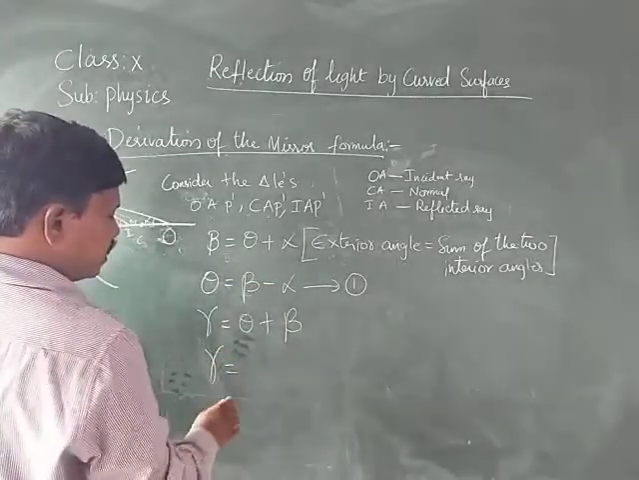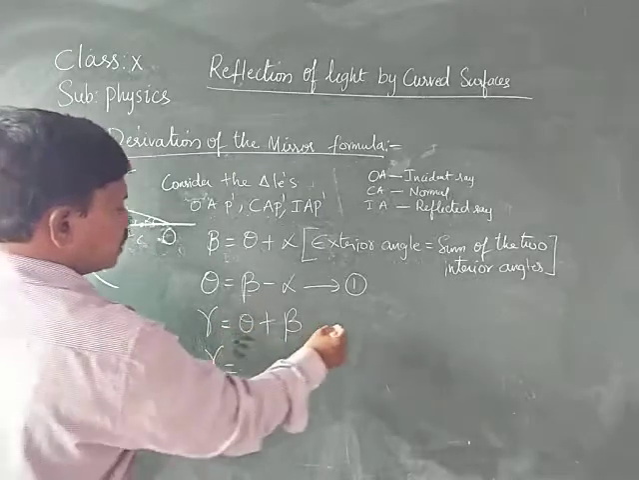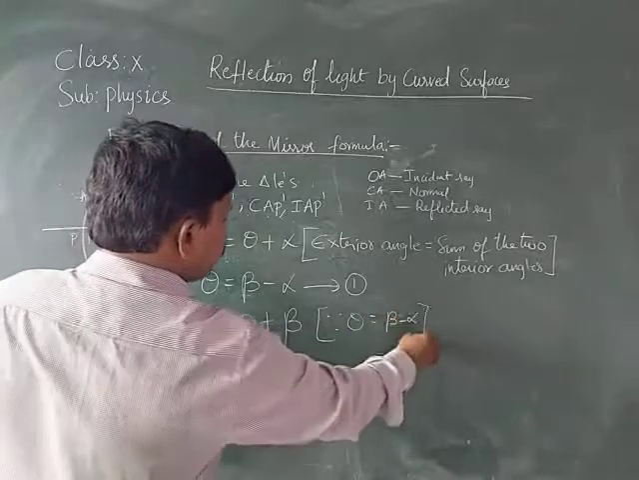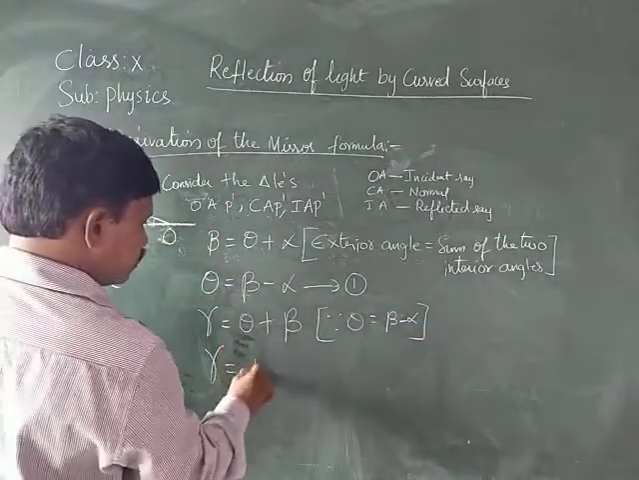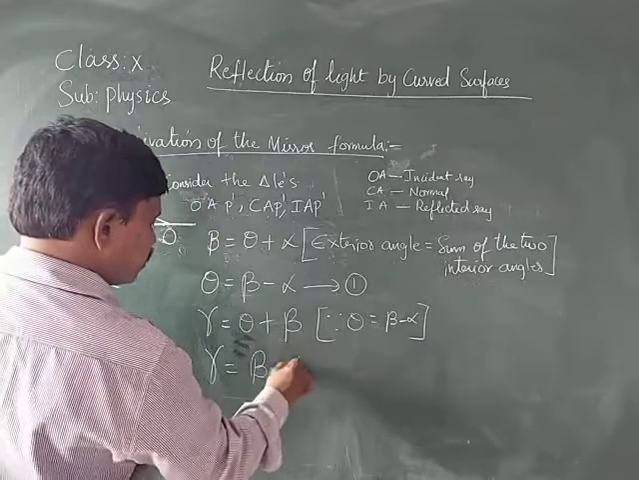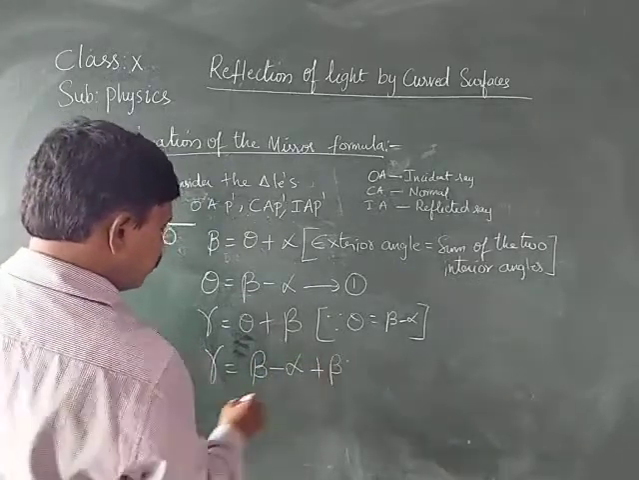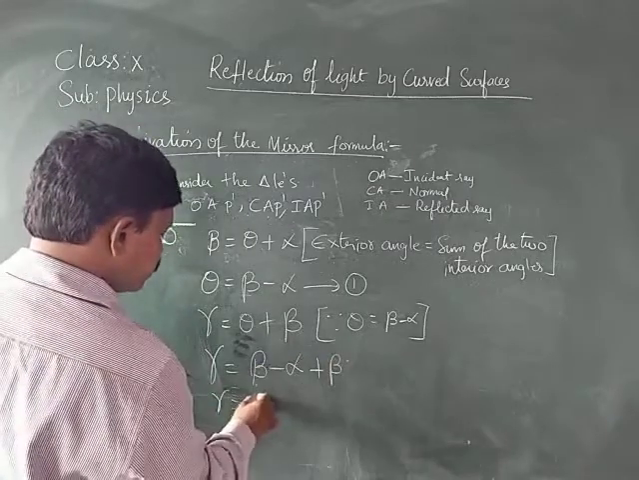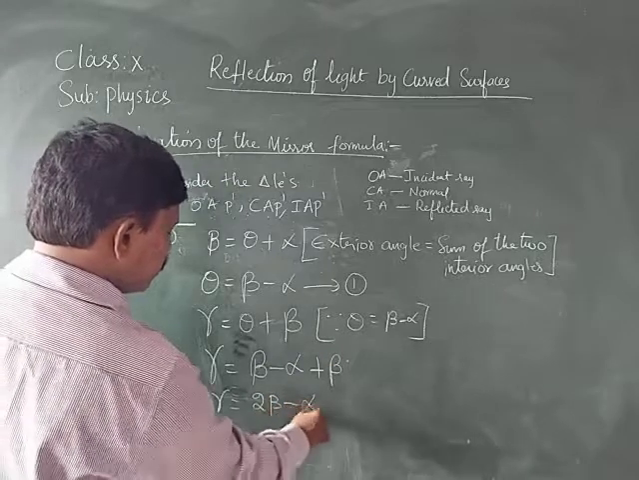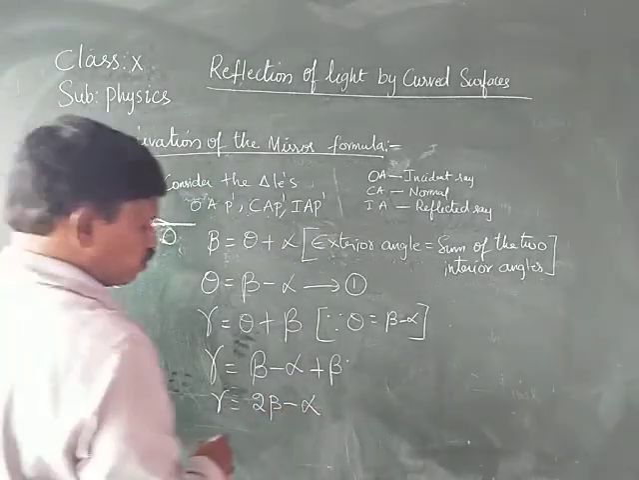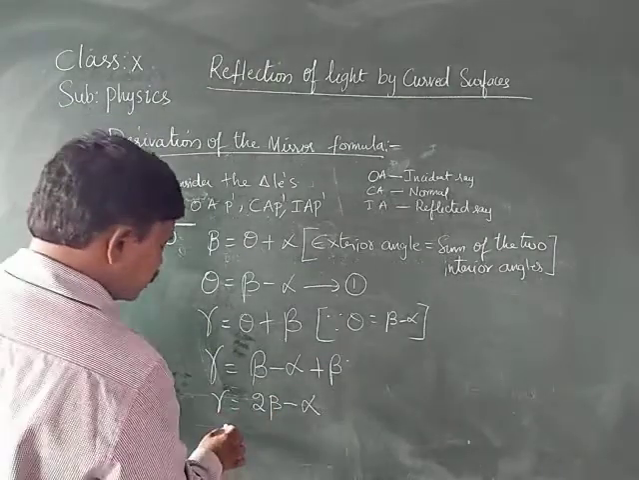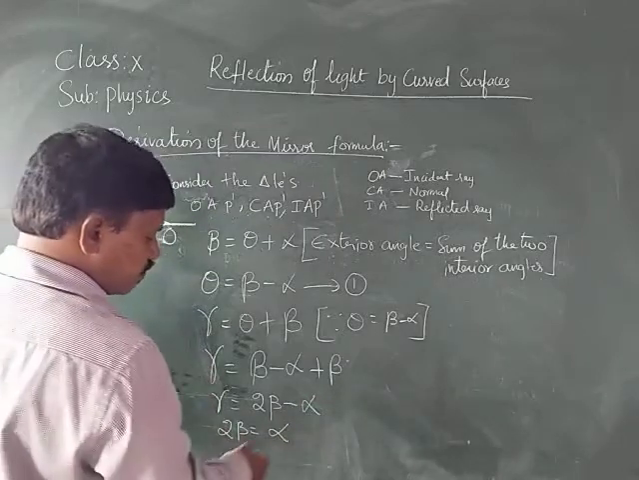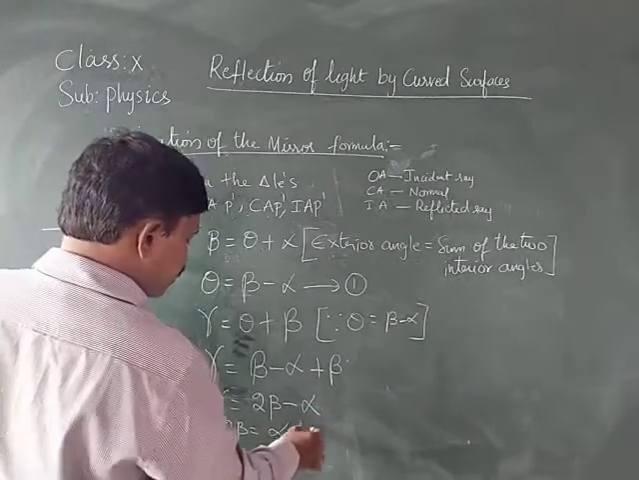Therefore we replace the value of theta. Since theta is equal to beta minus alpha, we write gamma is equal to beta plus theta, which is beta plus beta minus alpha. What we are getting here is gamma equals 2 beta minus alpha, or we can write it as 2 beta is equal to alpha plus gamma.